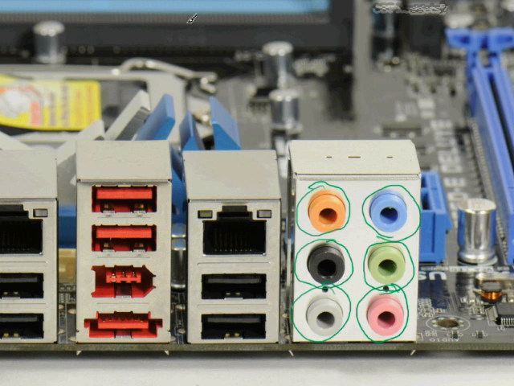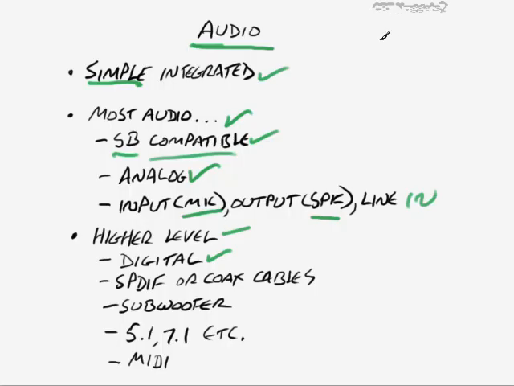A lot of the devices nowadays, by the way, let me get back to my whiteboard here. A lot of them nowadays also will give you the ability to use 5.1 or 7.1 sound. I mentioned earlier SPDIF. That's Sony Philips Digital Interface. That's one of the kinds of connectors that you would need to use. And you can also use coax cables, as I mentioned earlier. And then again, you can get subwoofers as well. There's also something called MIDI.